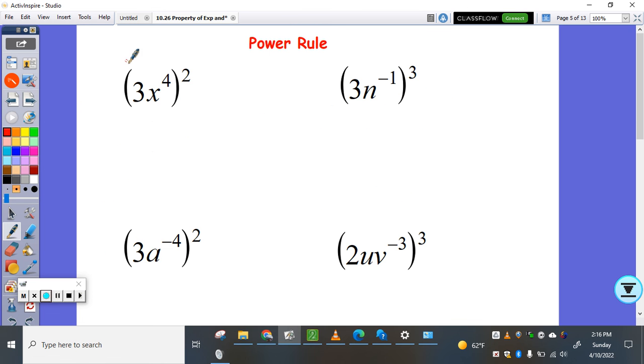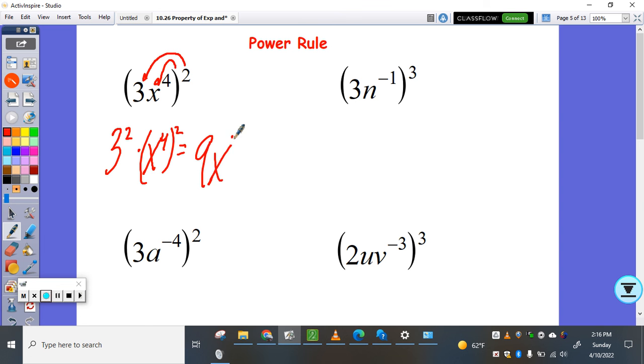Now when we get over to power rule, remember inside the parentheses I have two different terms here. I have a 3 and I have an x to the 4th. This power of 2 goes to both of those terms. So that's going to be 3 to the 2nd times x to the 4th, also raised to the 2nd. Well, 3 to the 2nd power is 9. X to the 4th raised to the 2nd. We have a power that is raised to a power. 4 times 2 is going to give me back 8.